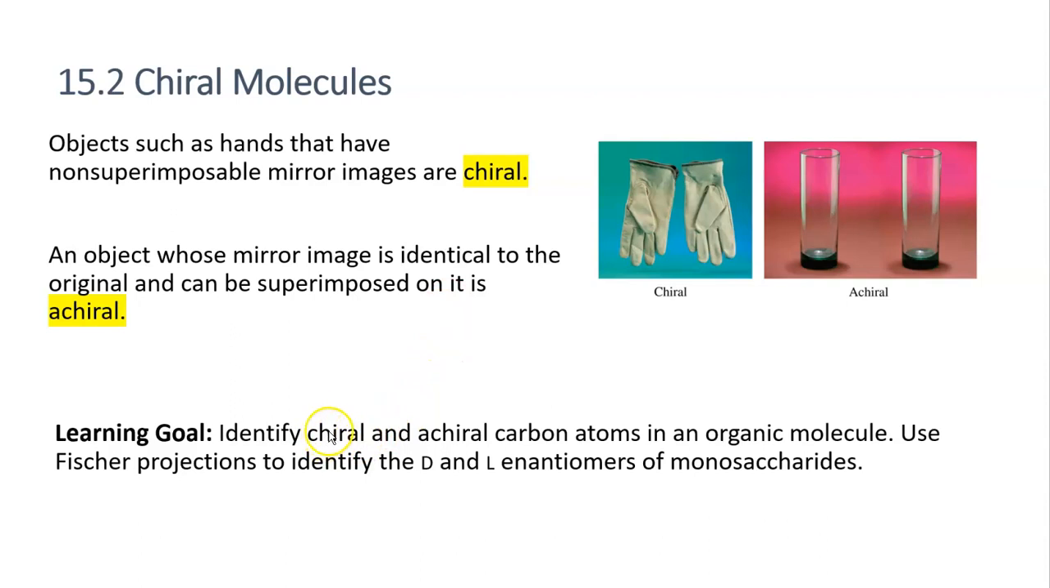Now, in this lecture, we will identify in any given organic molecule whether it is a chiral molecule or achiral molecule, or any given carbon atom as a chiral carbon atom or achiral carbon atom. And also we will learn what the Fischer projections are and how to identify the different forms of these chiral molecules, called D and L enantiomers.